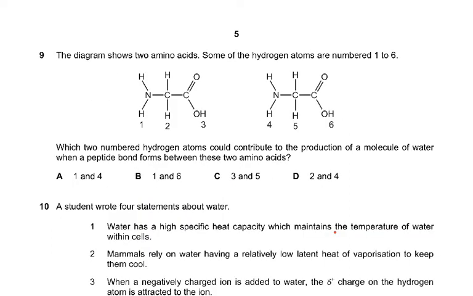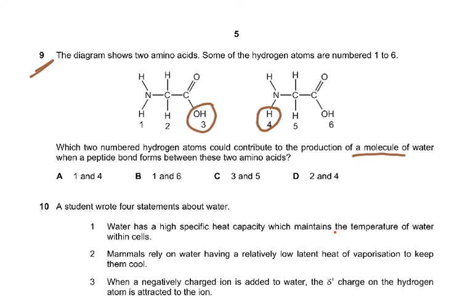Now coming to question number 9. The diagram shows two amino acids. Some of the hydrogen atoms are numbered 1 to 6. Which two numbered hydrogen atoms could contribute to the production of a molecule of water when a peptide bond forms between these two amino acids? Now, if you know this very correctly, you're right. It has to be the hydrogen of the amino group here and the OH of the COOH. So it can be between 3 and 4, but there is no choice of 3 and 4.